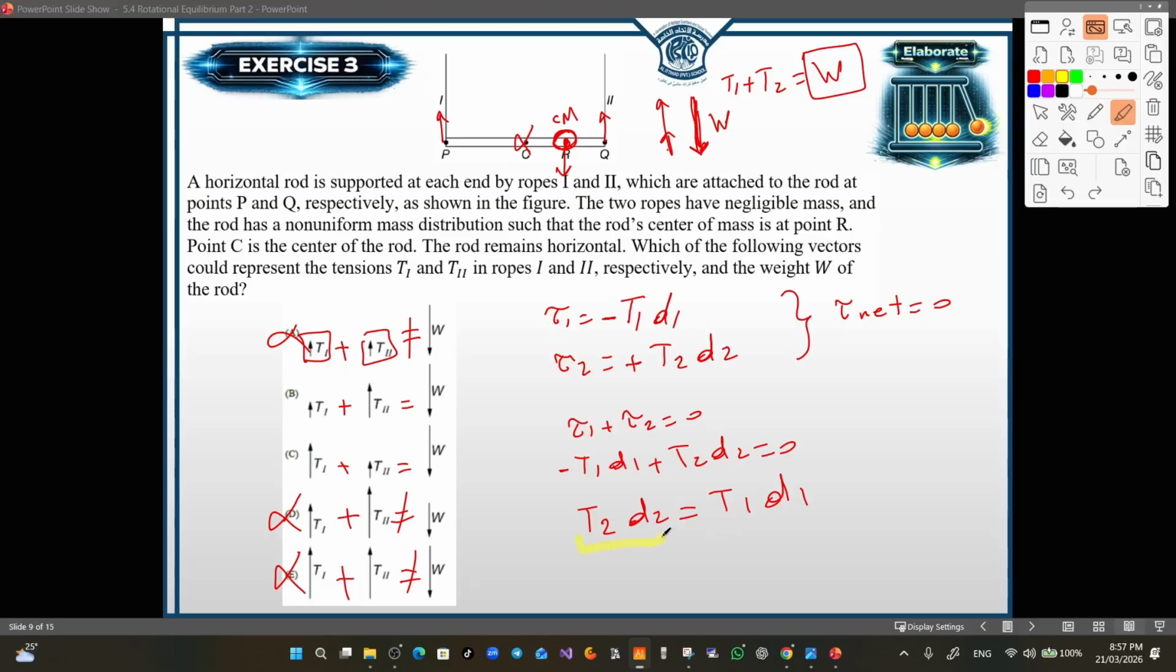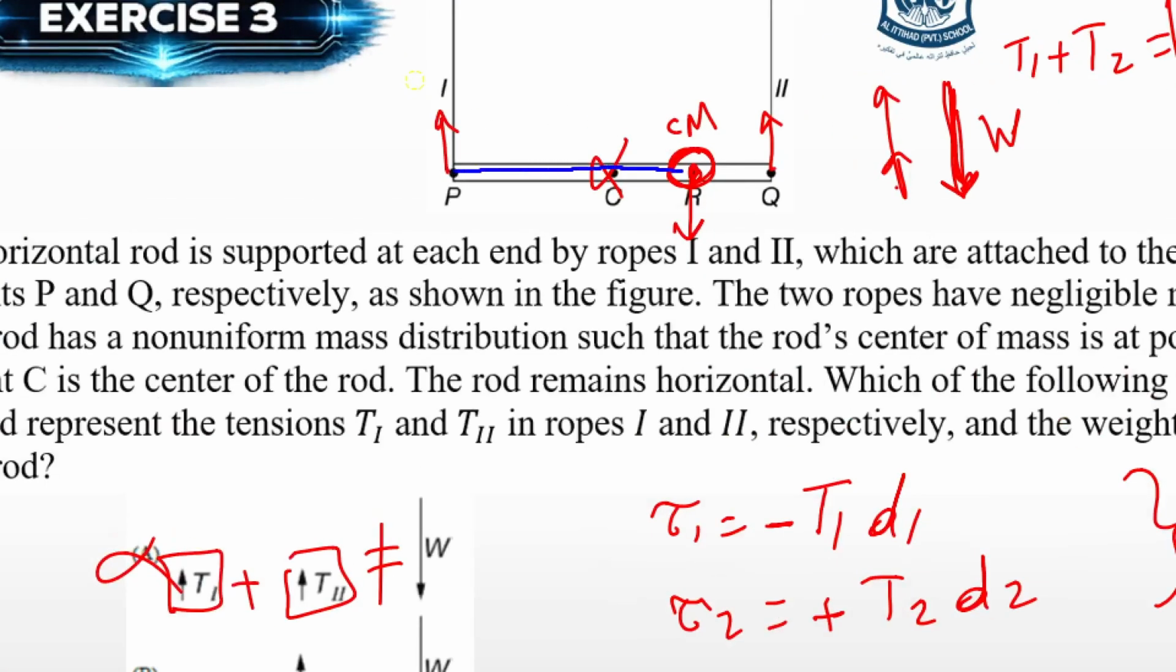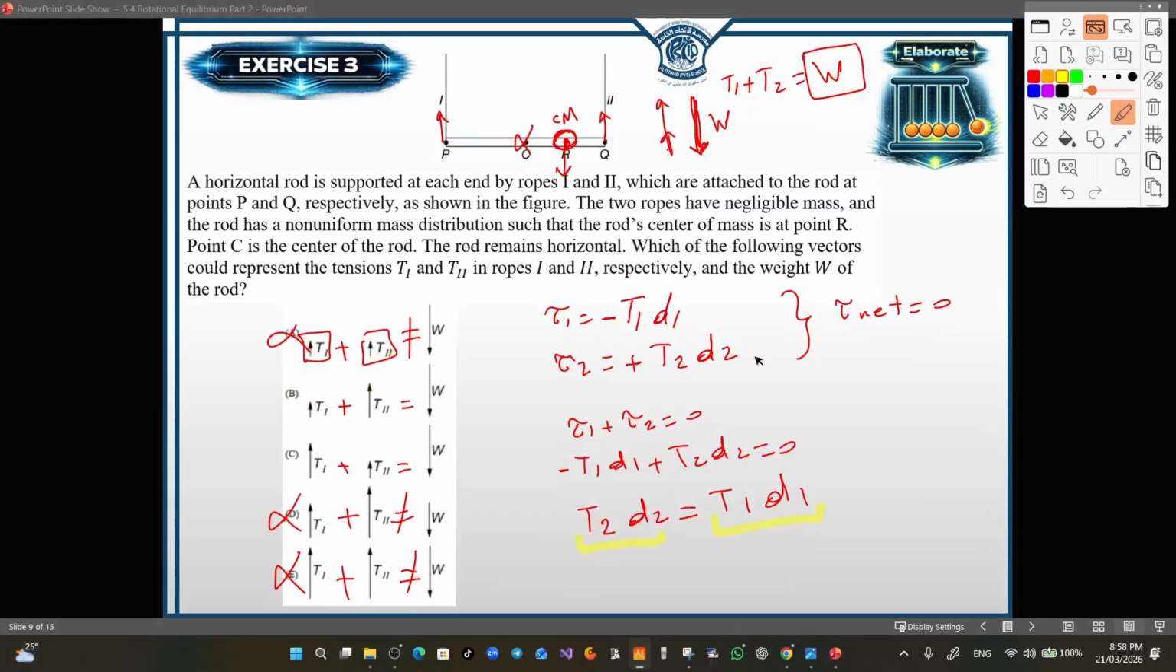So the product of T2 D2 equals the product of T1 D1. However, D1, which represents the distance from the point of application of the force to the pivot point, is larger than the distance from the point of application of the second force to the pivot point. So D1 is bigger than D2. So if this one is larger than this one, to make them equal, T1 should be smaller than T2, which means T2 is bigger because the distance is smaller.